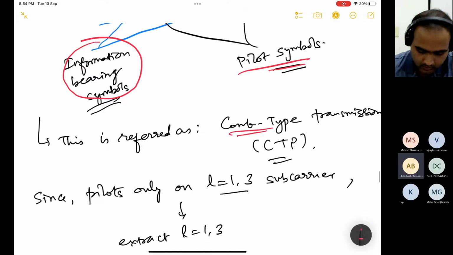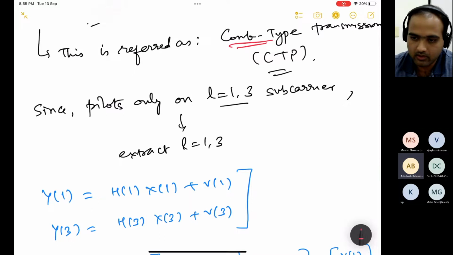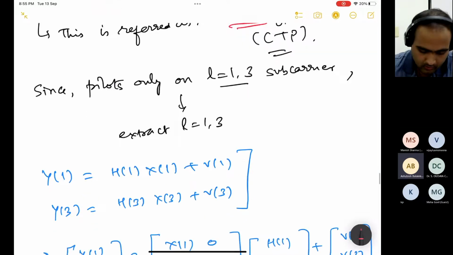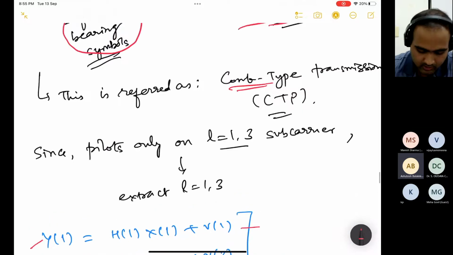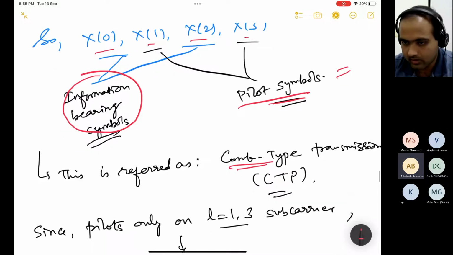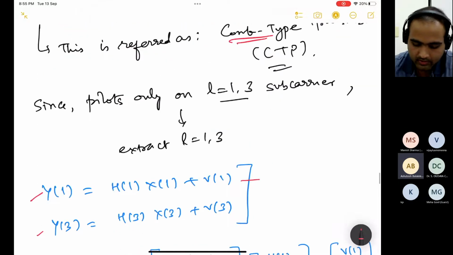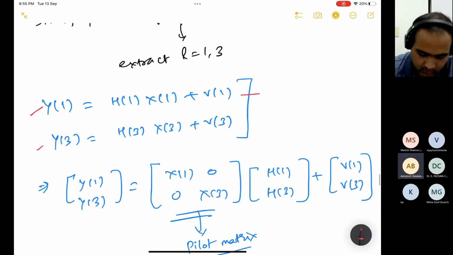Right. So now we only need 2 channel estimates. So Y1 will be H1 X1 plus V1. Similarly, Y3 is H3 X3 plus V3. So we need only Y1 and Y3. Why? Because Y1 and Y3 are my pilot symbols. That is what we currently need, and we'll see how, only through knowing H1 and H3, we can compute H0 and H2, right? So we are saving on the bandwidth, and we'll see how we are doing that.